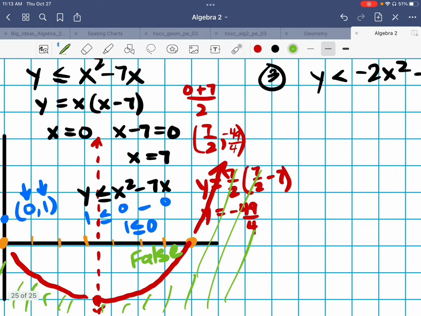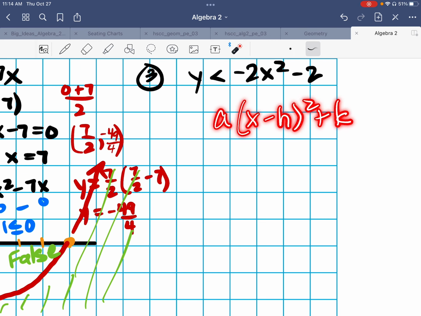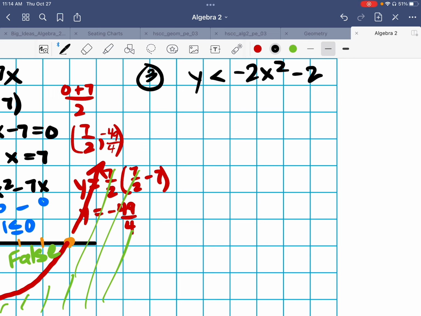Moving on to question number 3. Once again, we have something that looks like it's in vertex form. So the first thing we want to do is identify what the vertex is. Some of you are like, how can you tell it's in vertex form? Remember, vertex form is the one where you have a times x minus h squared plus k. Once again, how many x's are in this? Just 1. This tells us that we're in vertex form. So we grab this problem here and find where the vertex is.